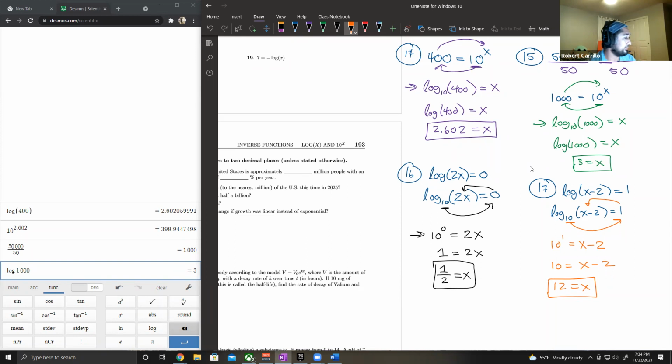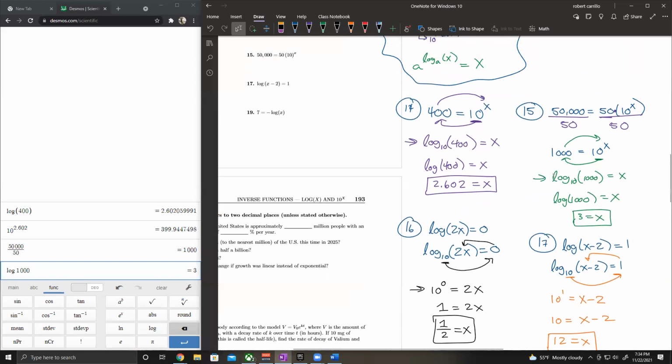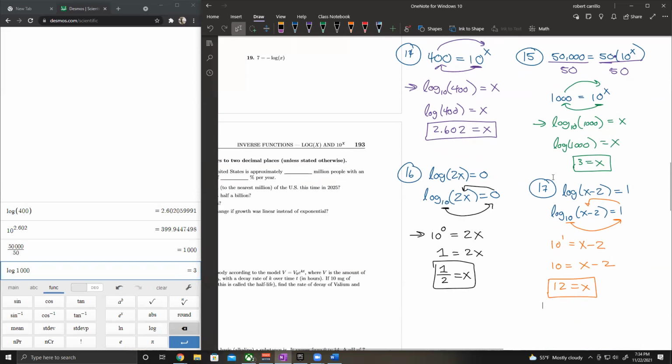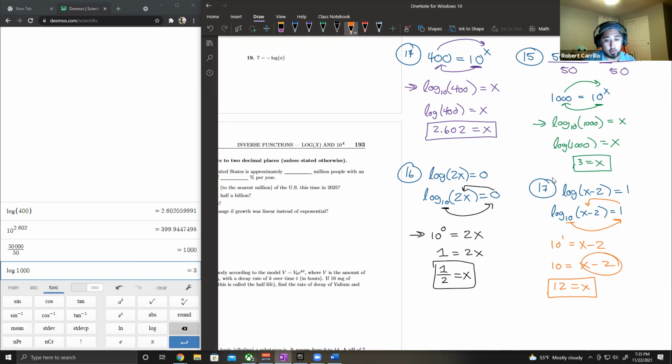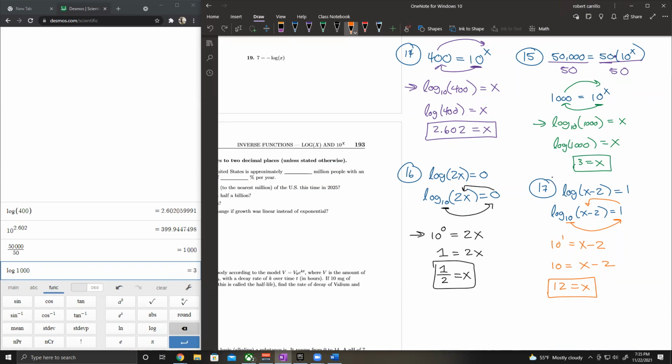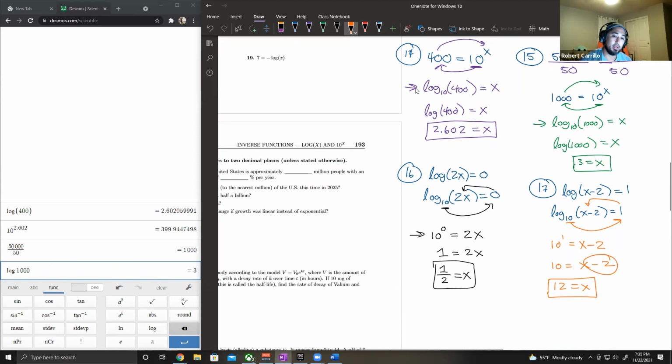Everybody good with those ones so far? Now, on that last one, how did you get to 12? How did I move this 2 over? You just add it to the left side. How do you know when you're going to add and when you're going to subtract? It depends on the sign, right? So since that's negative, you have to add it to get it to the left. If it was positive, then you would subtract it.